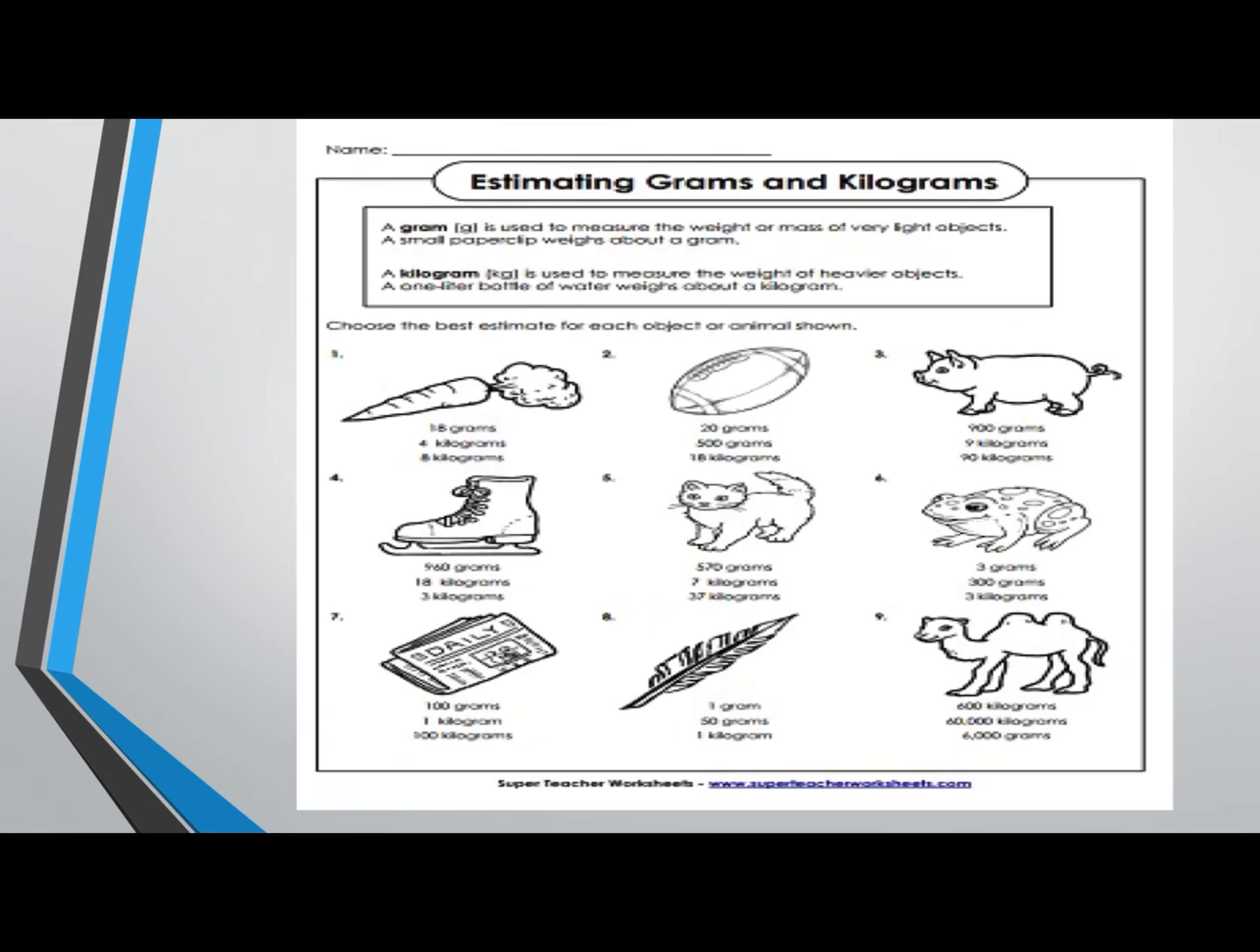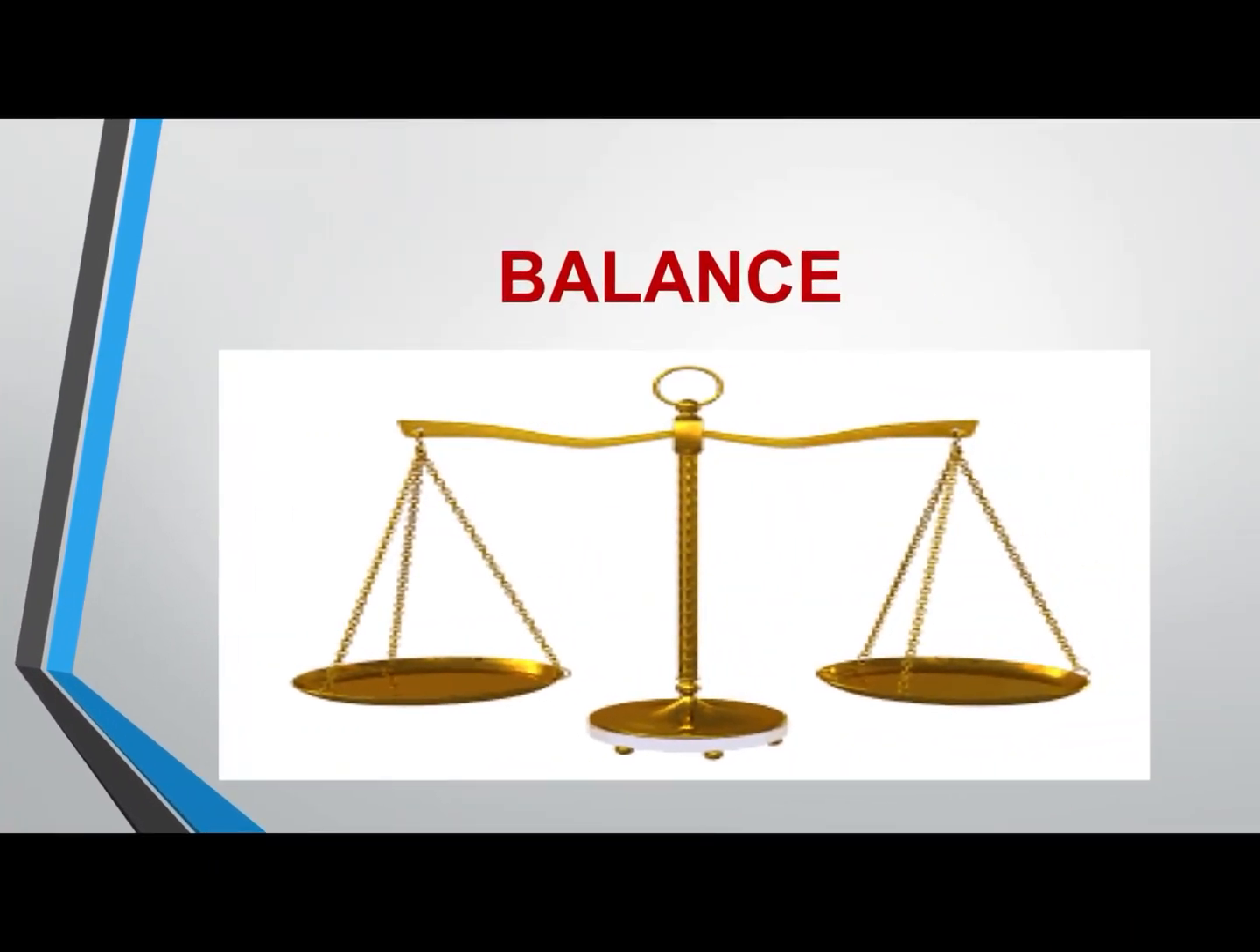A frog. The frog is very small, so it can be measured by gram. A newspaper is a very small, light object. It can be measured by gram. A leaf is also a very light object. It can be measured by gram. A camel is a big animal. It can be measured using kg, that is kilogram.